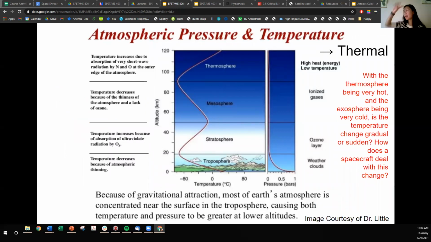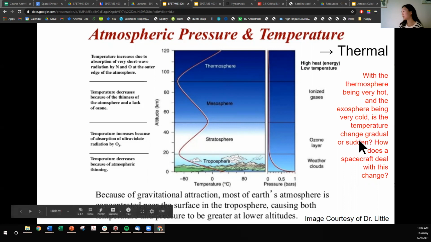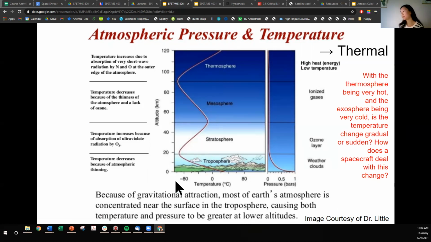Okay, to talk about atmospheric pressure and temperature, this affects the spacecraft's thermal subsystem. So let's walk through this diagram. One of the questions was, how does the temperature change with respect to altitude? And so you can see the temperature change is continuous and rather gradual. Also note that the amount of temperature that changes is really not that much. It ranges between, let's say, negative 85 to 30.